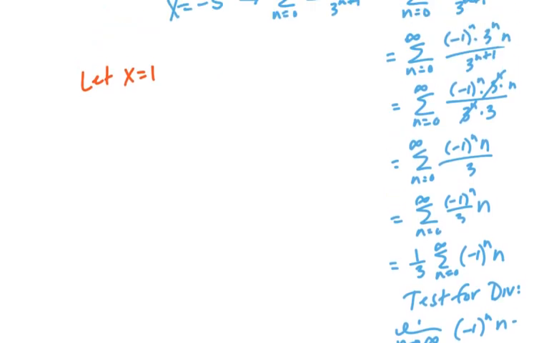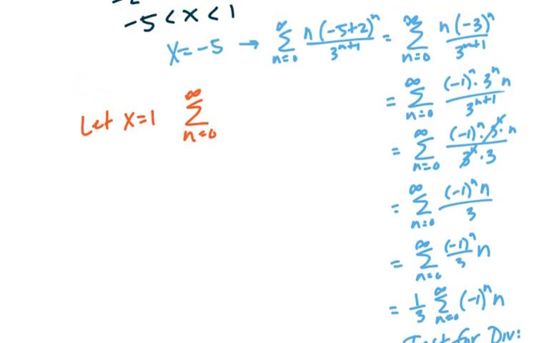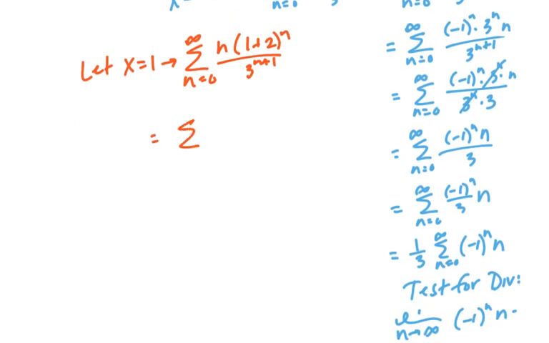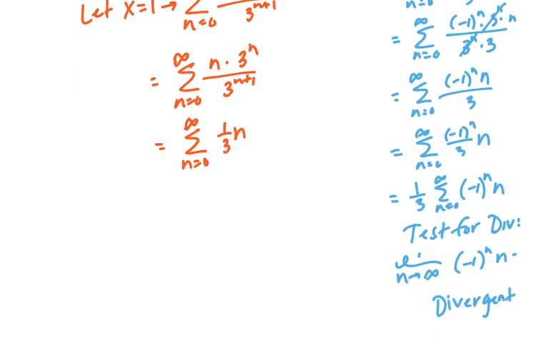Okay, so now let's look at x equals 1. So we have the sum from n equals 0 to infinity, and the problem was n times x, which is 1 plus 2, to the n over 3 to the n plus 1. So we have the sum from n equals 0 to infinity of n times 3 to the n over 3 to the n plus 1. Well, by now we should know this is the sum from n equals 0 to infinity of 1 over 3 times n. If you look at that, that is not decreasing.